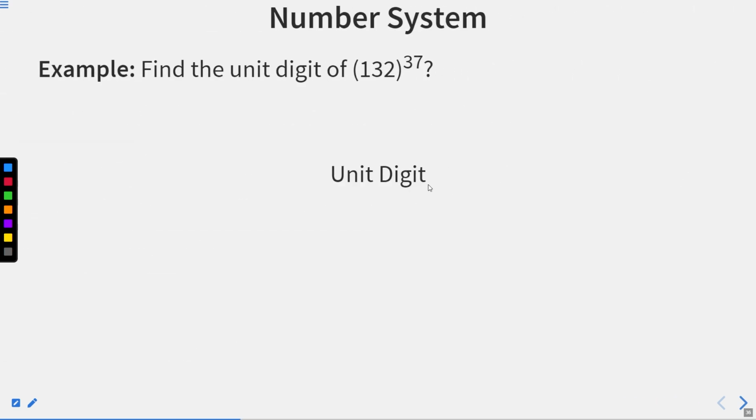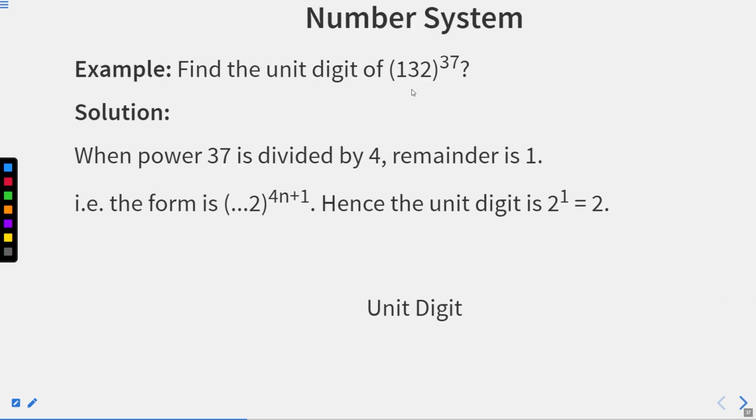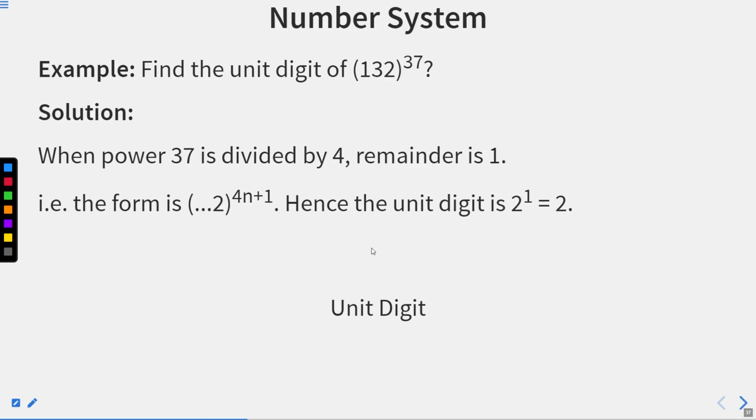Let us see an example. We have 132 to the power 37. This example falls in the category we just saw. So what you have to do is simply divide 37 by 4. If you divide 37 by 4, the remainder you get is 1. So for remainder 1, you have 2 to the power 1, and the unit digit will be 2.